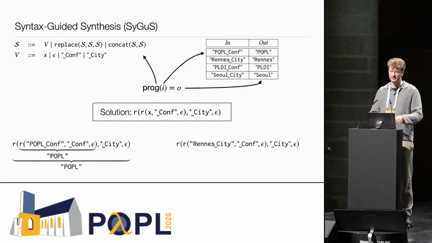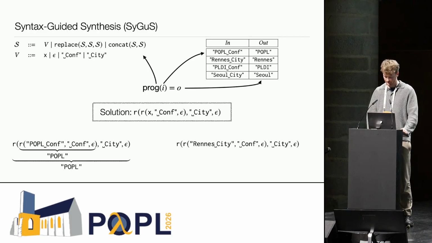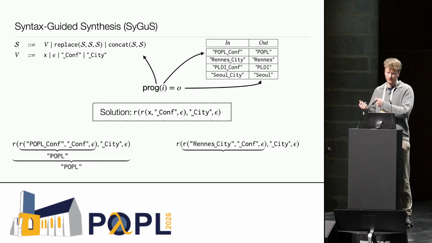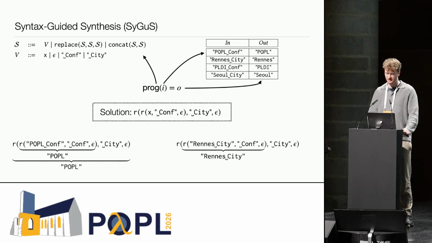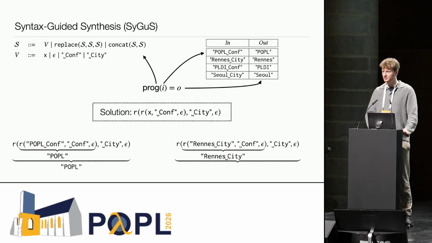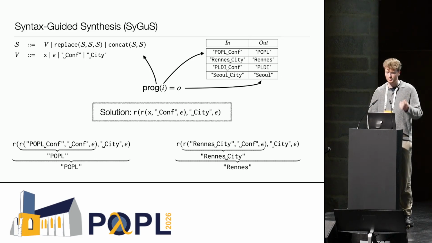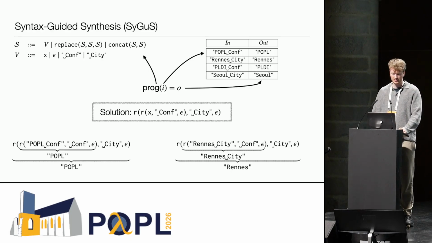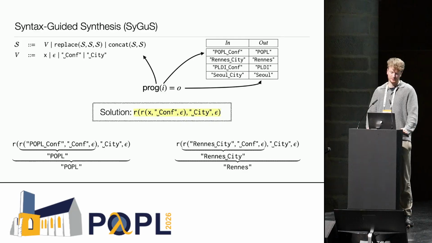Now we can plug in the second example, REN_city. We do the inner replacement first again. We replace conf inside REN_city by the empty string. Since conf is not inside REN_city, no replacement happens. We still have REN_city. Then we do the outer replacement. We replace city inside REN_city by the empty string epsilon, which just deletes the city part. So we're left with REN. This works for the third and the fourth example in the same way, and so this is a solution to our problem.